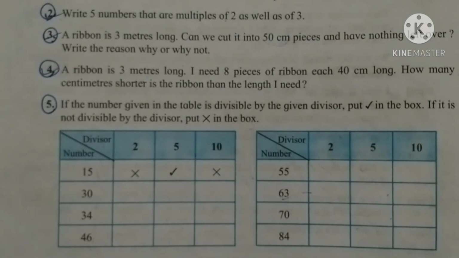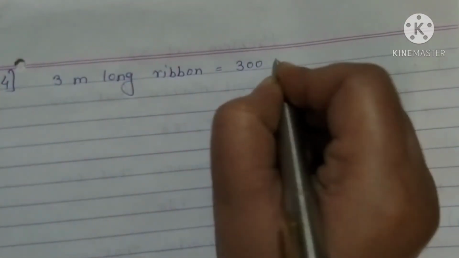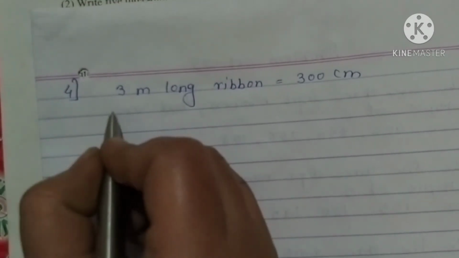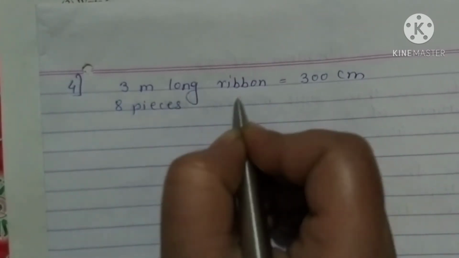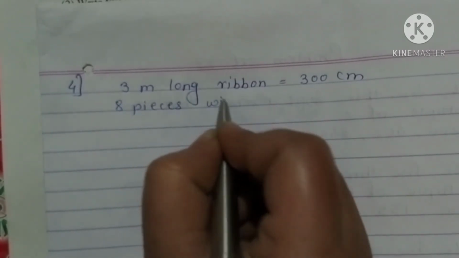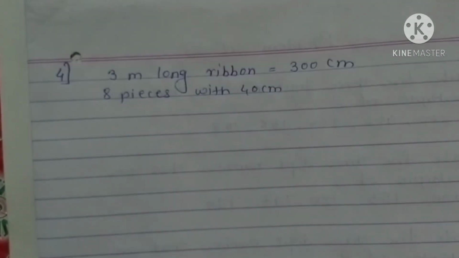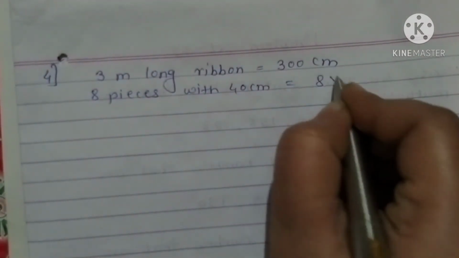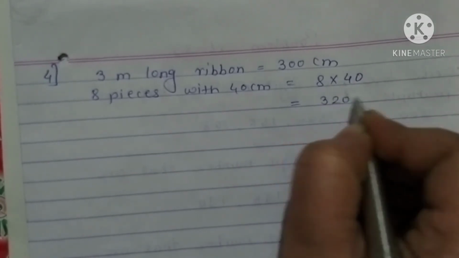Okay, so let's see how to solve. 3 meter long ribbon means 300 centimeter. Okay, now 8 pieces of ribbon we have to make, 8 pieces with 40 centimeter. Means for making 8 pieces with 40 centimeter, how much ribbon we need? 8 into 40. As we do this multiplication, here we get 320 centimeter.